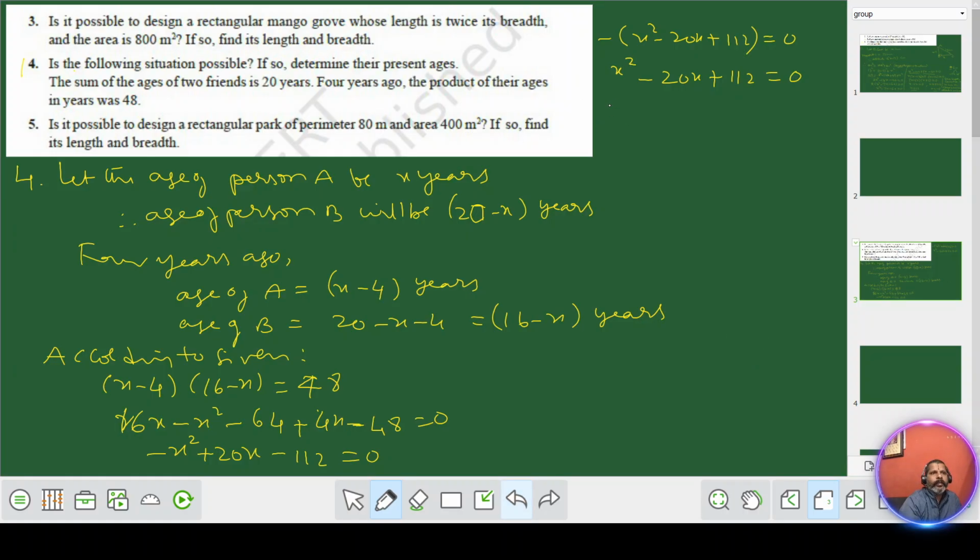First, on comparing it with ax square plus bx plus c, we get a is 1, b is minus 20, c is 112. Find the b square minus 4ac value. Based on that value, we can say whether the roots exist or not. Okay. What is b square? Minus 20 square.